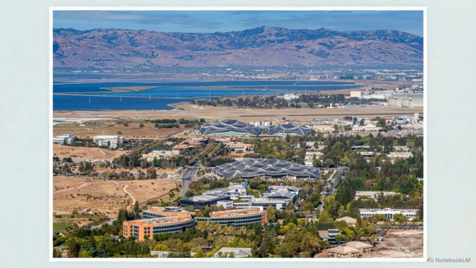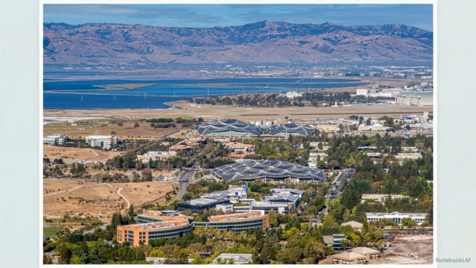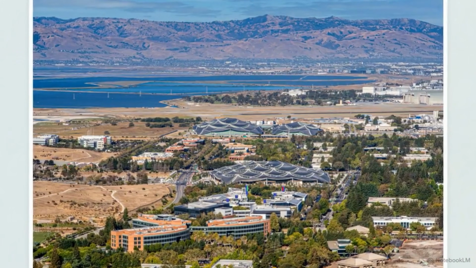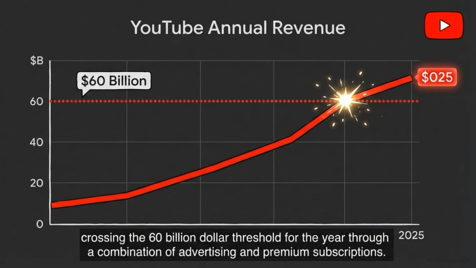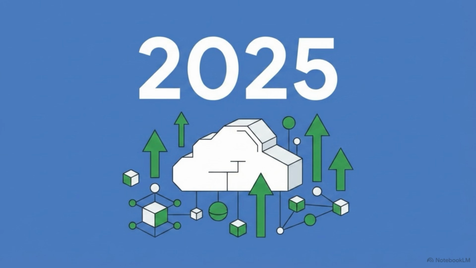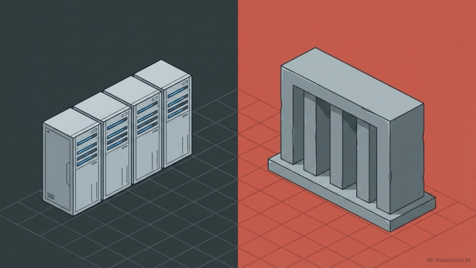On February 4th, 2026, Alphabet released its fiscal year results. YouTube has become a primary driver of this revenue, crossing the $60 billion threshold for the year through a combination of advertising and premium subscriptions. 2025 demonstrated the market demand for Alphabet's AI models and cloud strategy. 2026 will determine if the company can manage the physical and political costs of deploying them.